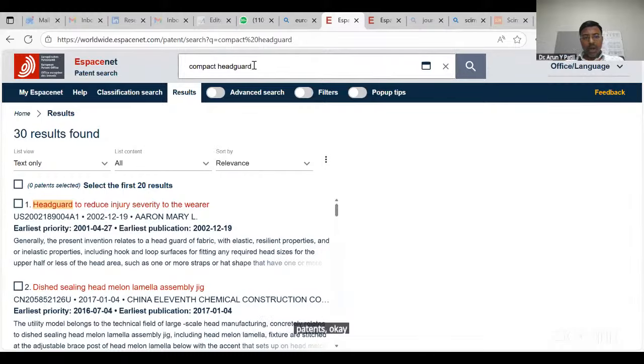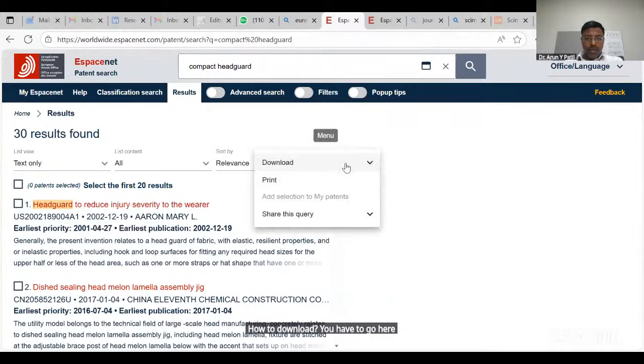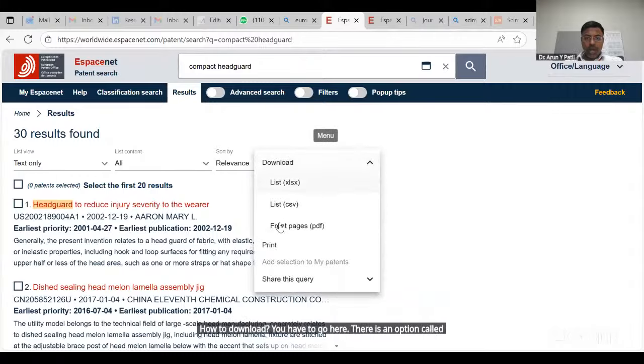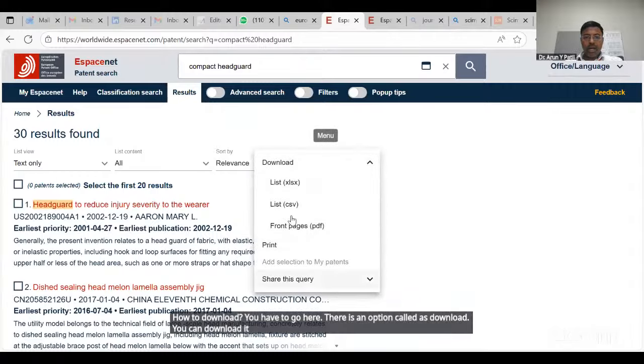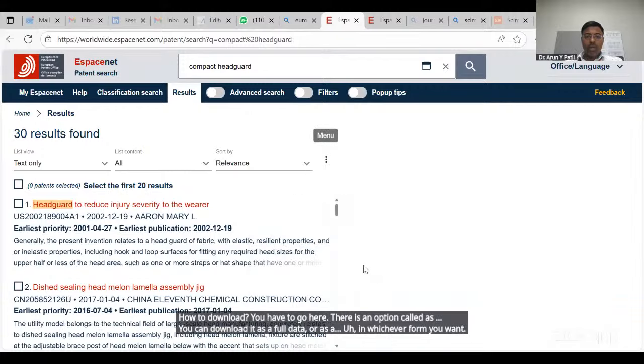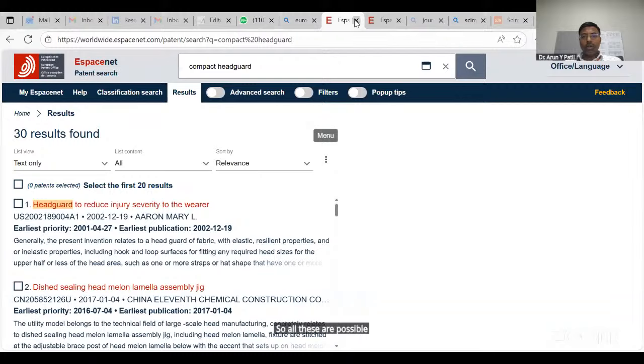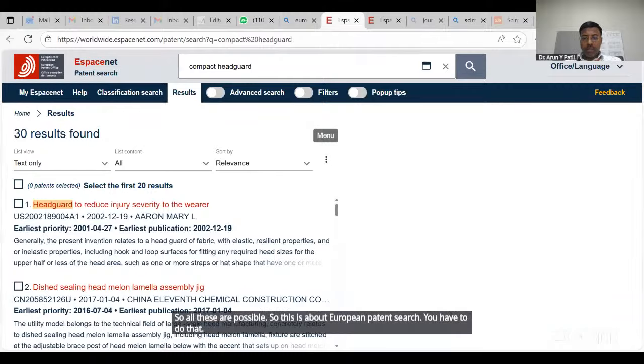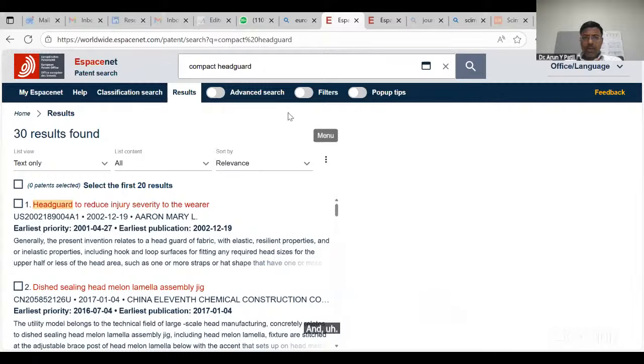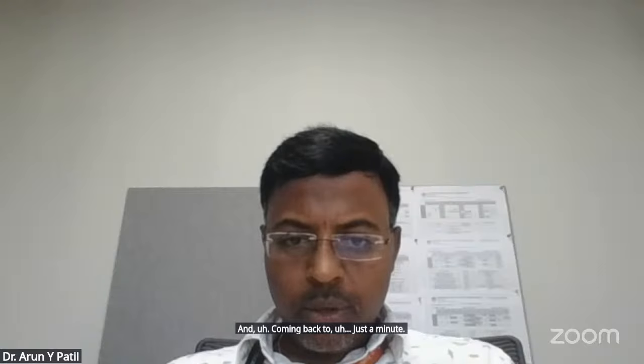So this is how you will be gathering the complete information. How to download? You have to go here. There is an option called download. You can download it as full data or in whichever form you want. So all these are possible. So this is about European patent search. You have to do that. And coming back to the PPT again.